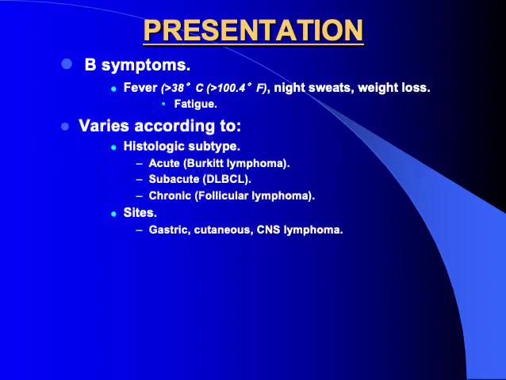But lymphoma varies according to histologic subtypes. For example, Burkitt's lymphoma has an acute presentation, days or weeks. Diffuse large B-cell lymphoma has a subacute presentation, and low-grade follicular lymphoma, especially grade 1, has a chronic presentation over years, and it also varies according to the site. For example, lymphoma of the stomach presents with GI symptoms, or skin rash. Lymphoma of the CNS presents like a stroke or with seizure.